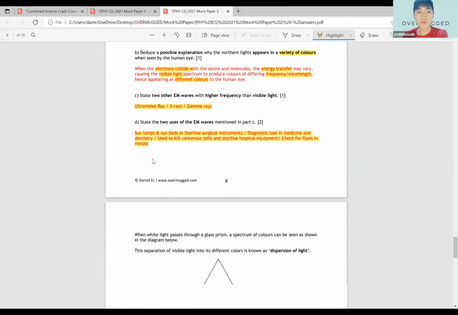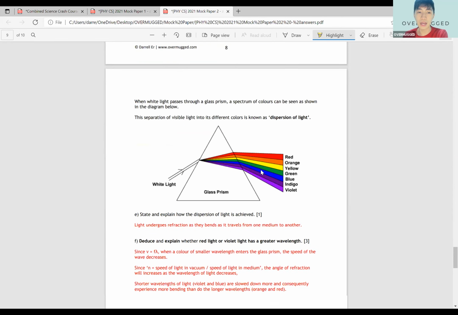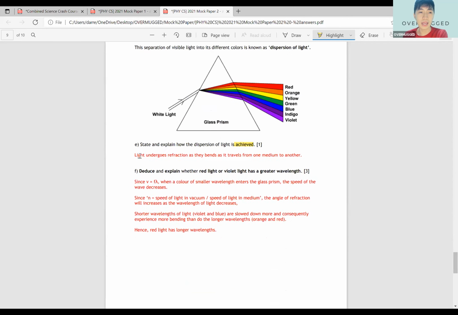Okay, so we can also see this phenomenon whereby white light will spread into a spectrum of colors. How is it achieved? It's achieved largely by light undergoing refraction. Whether red light or violet light has a greater wavelength, you can take a look at the explanation here. But largely, we need to recall that light is also a wave, so it follows v = fλ.